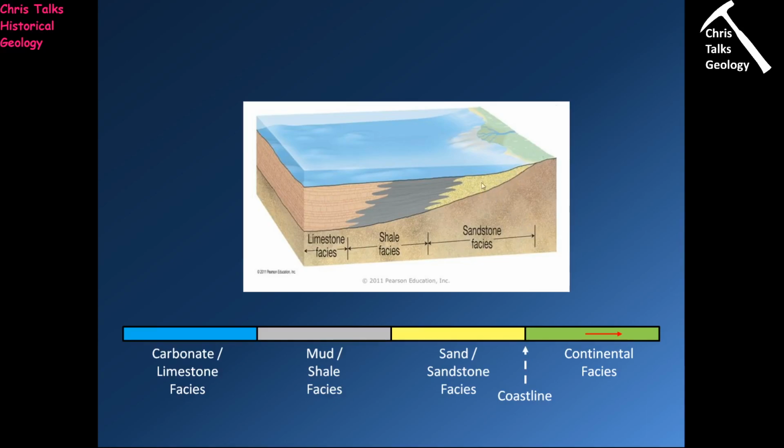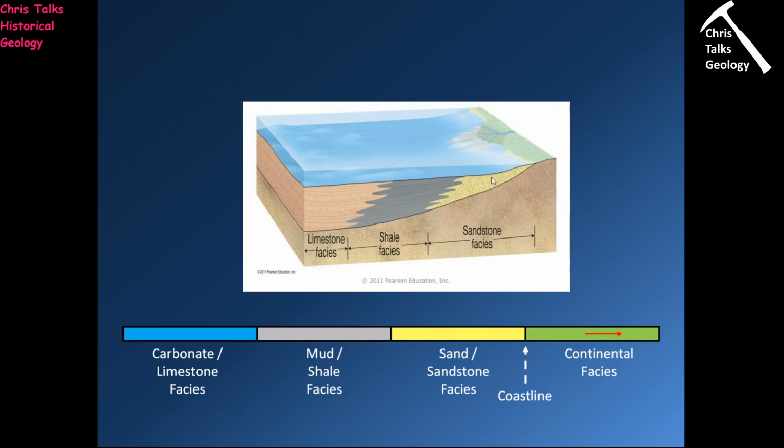Sandy, closer to the coast. As we go into deeper water, they transition into muddy, and then finally the mud will give way and it will be replaced by carbonates. And so if we would just take a slice through this, what we would see is a sequence that goes carbonate, or limestone facies, mud facies, sand facies, and then continental facies, the land itself. Okay, so if we just moved across here, that represents that. This represents this. From there to there represents this. And this bit is represented by the continental facies.